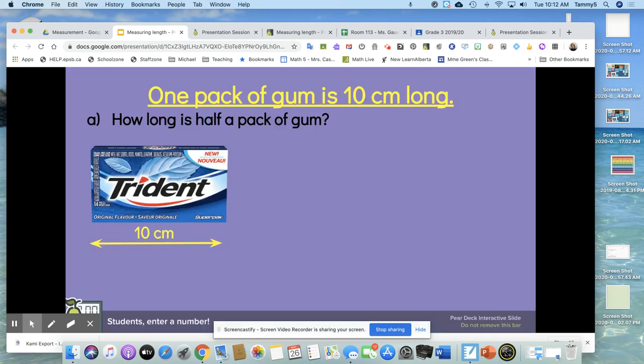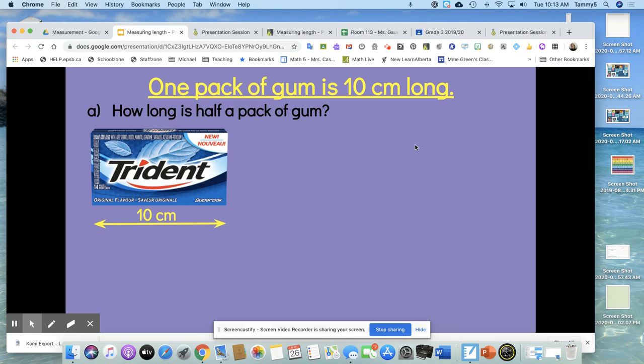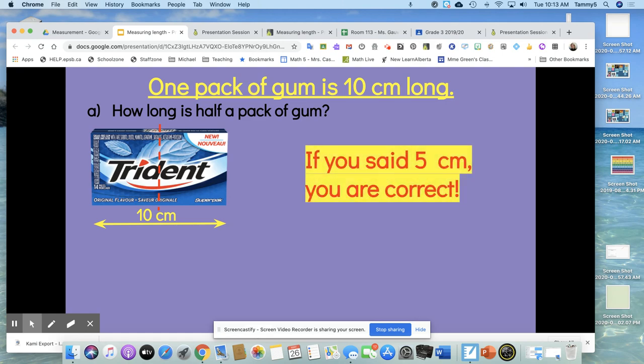Next question. It tells us that 1 pack of gum is 10 centimeters long. How long is half a pack of gum? So in this question, we're going to divide, right? We're going to say 10 divided by 2, which is equal to 5 centimeters. So if you had said 5 centimeters is the length of half of 10, you are correct.